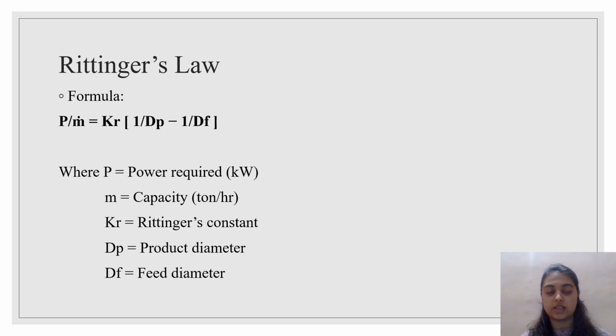We have discussed that. So Rittinger's law formula is P upon M is equal to Kr into (1 upon dP minus 1 upon dF), where P is power required in kilowatt, M is capacity in ton per hour, Kr is Rittinger's constant, dP is product diameter and dF is feed diameter.